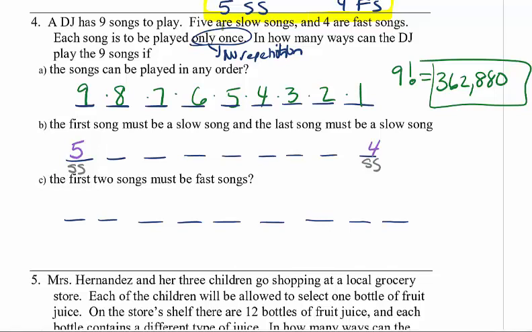So now I want you to remember, we now have 3 slow songs left, and we still have 4 fast songs left. It doesn't tell you anything about the rest of the locations for those pieces. So in this case now, since it doesn't tell me it has to go in a specific order, we have 7 choices. So 7, 6, 5, 4, 3, 2, and 1.